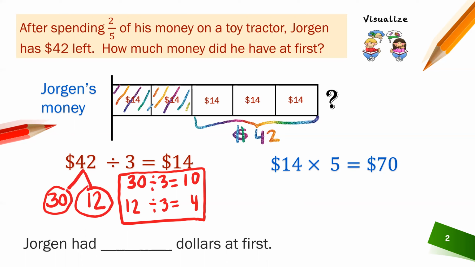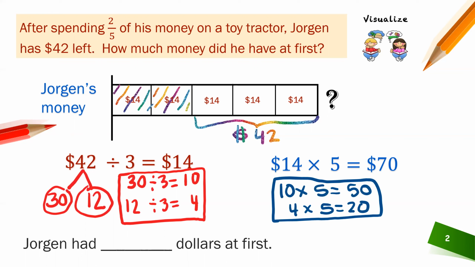Well, how did we see 70 so fast? Okay, let's slow down and process that. 10 times 5 is 50. 4 times 5 is 20, so altogether that's $70. So Jorgen had $70 to begin with. So visual model drawing is awesome. You totally take away the whole fear of fractions because it's no longer fractions. Look at that. I don't see any fractions in there, right? Except for that bar model.